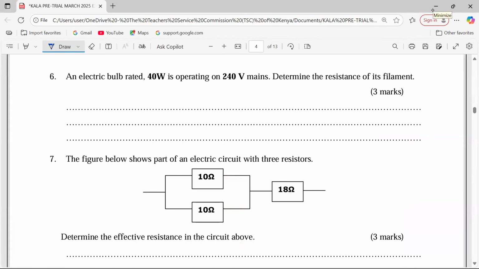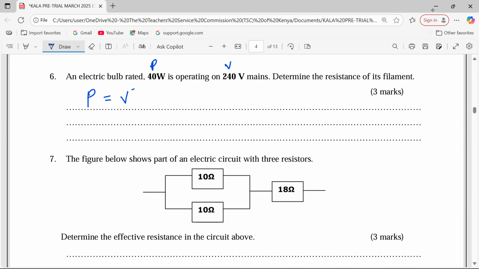Number six, ladies and gentlemen, an electric bulb rated 40 watts is operating on 240 volts mains. So this is power, this is voltage. Determine the resistance of its filament. We should know that power, according to heating effect of an electric current, that's Form 3 work.